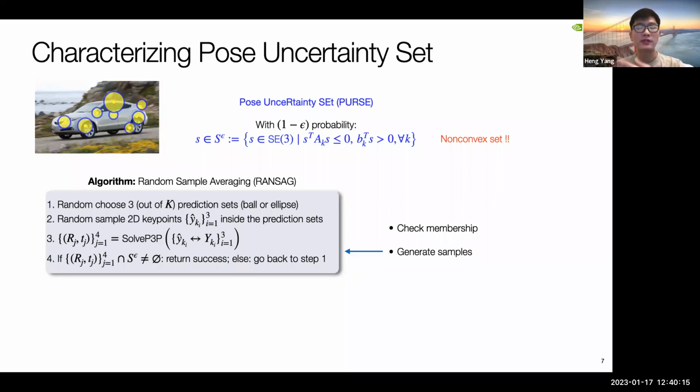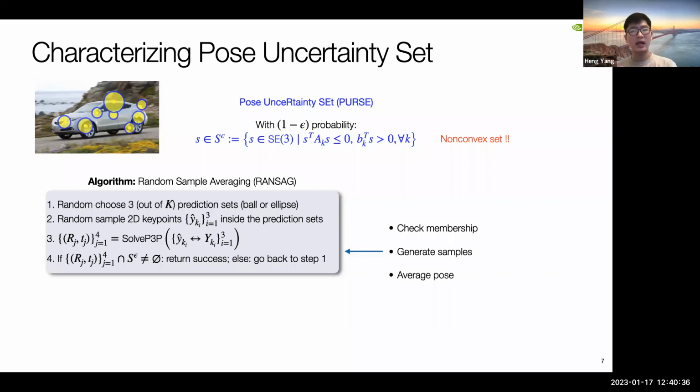But if it's not in my purse, I just resample. So this is very similar to RANSAC, right? In RANSAC, at each iteration, it also does this random sampling and solves this P3P problem. But here we are only interested in doing sampling inside the purse. And then using these samples, we can compute something called an average pose, right?